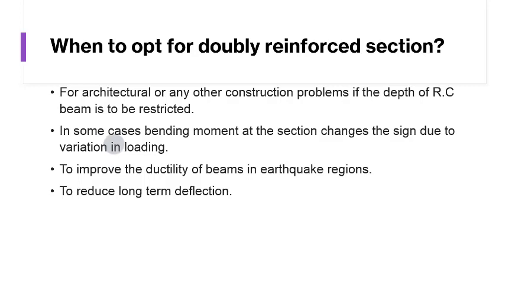One more example we can consider, like suppose if we have bracing members in frames. Now due to the change in direction of this lateral load, we can get this change in sign of bending moment. We offer doubly reinforced section also to improve the ductility of beam in earthquake regions. Incorporation of compression reinforcement along with tensile reinforcement increases the stiffness of the beam. Thereby, it reduces the long-term deflection.